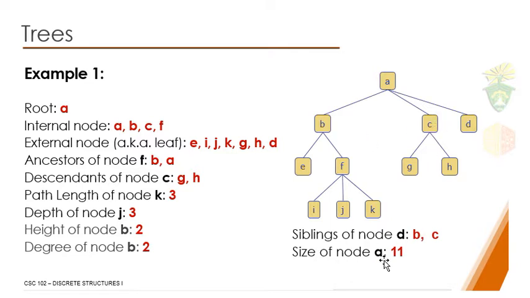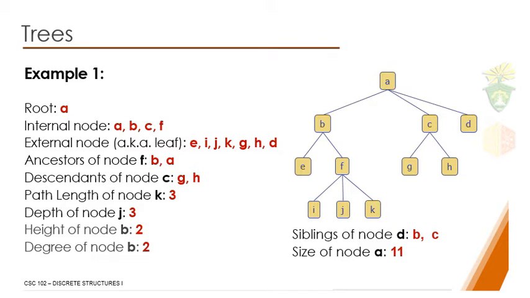And then, the size of node A. How many nodes are connected to A, directly and indirectly, including node A? So, you just have to count. All in all, we have 11. So, that's the size of our tree.